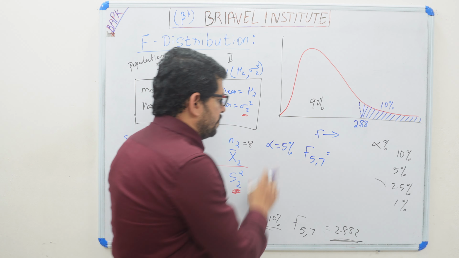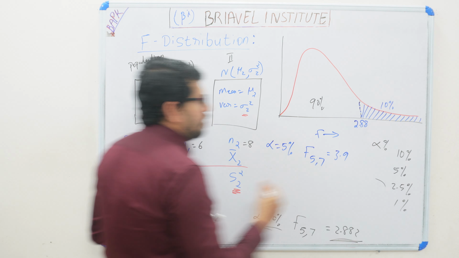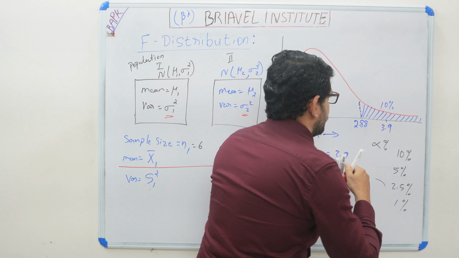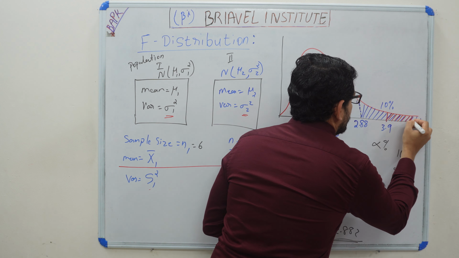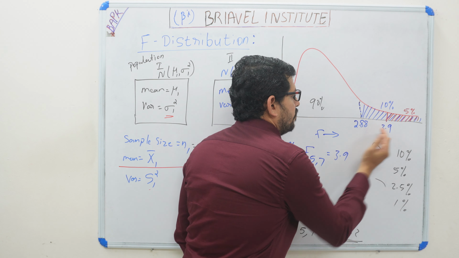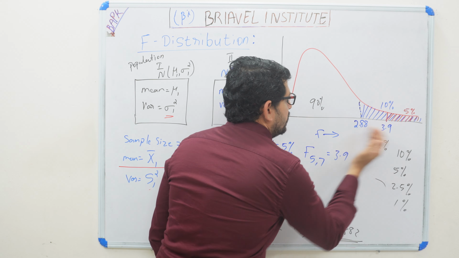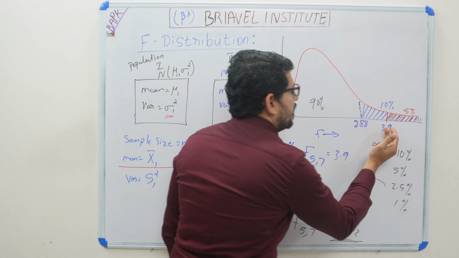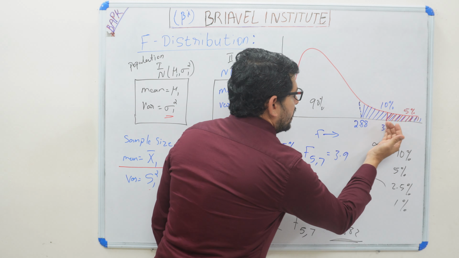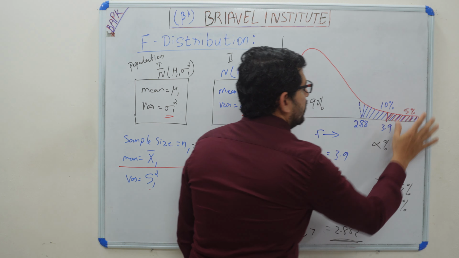F 5, 7 at the 5% significance level has a value of 3.9. So maybe up to here it is 3.9, and the 5% will be here. This will be 5%. So the F value is 3.9. What is the meaning? Above 3.9 there is only 5% of the values. Below 3.9, 95% is covering. So at the 5% significance level, 95% should be inside. The F value is 3.9: below 3.9 is 95%, and above 3.9 is only 5%.